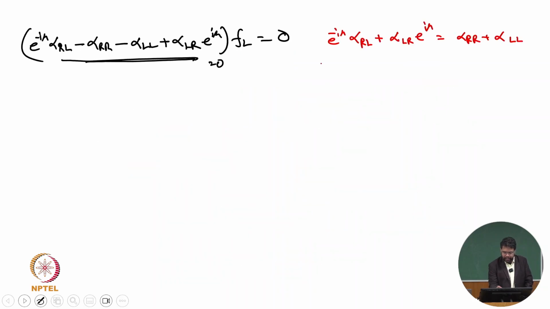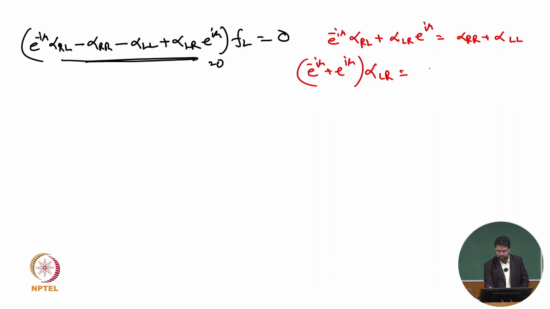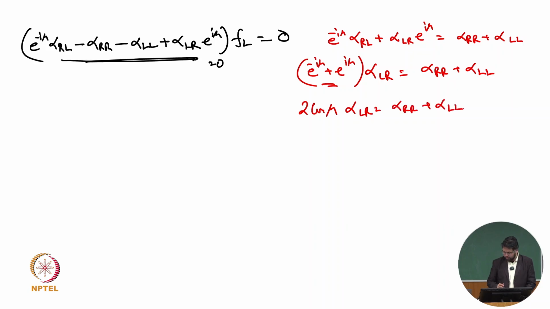So from there, what can I write? LR or RL, whatever, they are the same. And this thing is nothing but 2 cos mu. So cos mu equal to alpha RR plus alpha LL divided by 2 alpha LR.